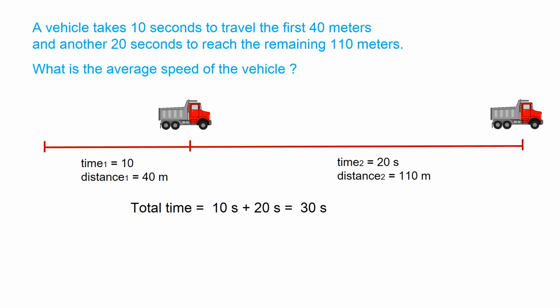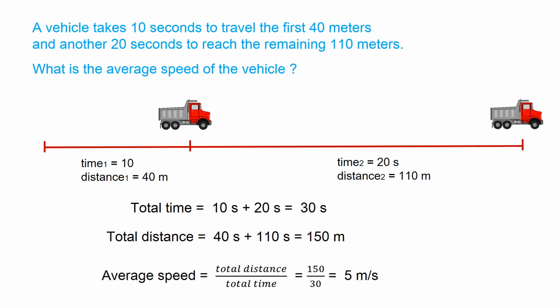Total time equals 30 seconds. Total distance equals 150 meters. Average speed equals 5 meters per second.